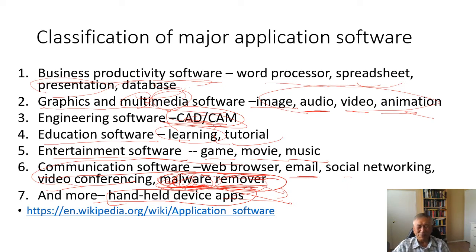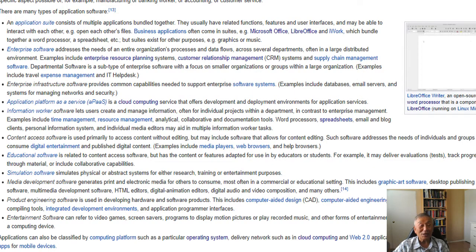So this is a very, very small sample of the more frequently used categories. But here, I would like to refer to this Wikipedia page talking about application software. Just one page shows so much: application suite, enterprise software, the application platform, information worker software, and here educational software, simulation software, product engineering software, so many categories.